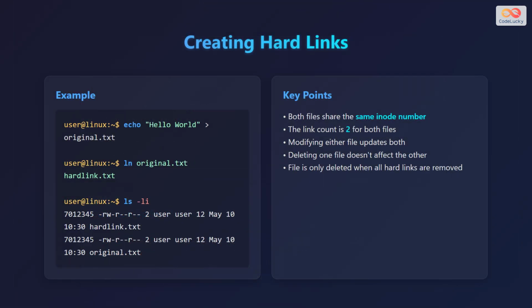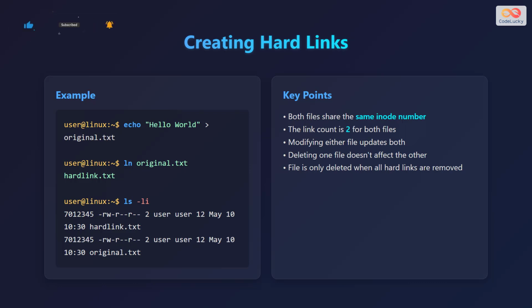Let's see an example of creating hard links. First, create a file named original.txt with the content hello world using the echo command. Then create a hard link to this file named hardlink.txt using the command ln original.txt hardlink.txt. When listing the files with ls -li, both original.txt and hardlink.txt will have the same inode number.